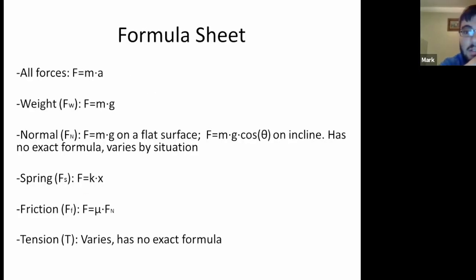So formula sheet. This is kind of like a summation of what we've already been talking about. So all forces, the general formula for forces is force equals mass times acceleration, F equals ma. For weight, Fw, force is equal to mg. Again, very similar to the basic equation, just using gravity as the acceleration. Normal force is F equals mg on a flat surface. It's also F equals mg cosine theta on an incline.